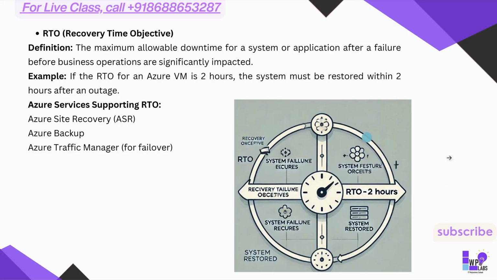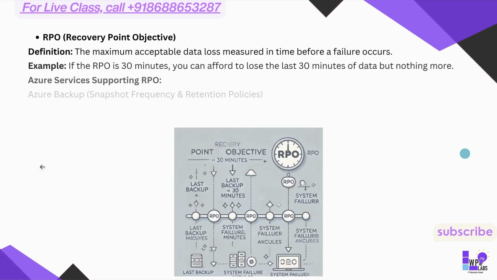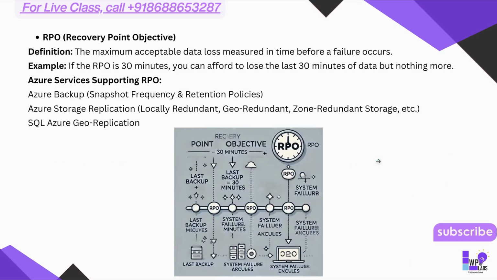Now, next we look at RPO, that is Recovery Point Objective. When we talk about RPO, the definition is the maximum acceptable data loss measured in time before a failure occurs. For example, if an RPO is 30 minutes, you can afford to lose the last 30 minutes of data, but nothing more. Similarly, we have an example. Let's look into it.